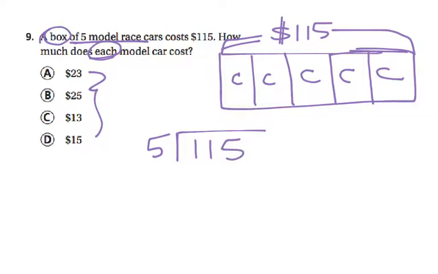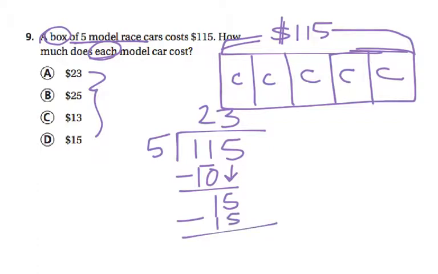5 cannot go into 1, but it can go into 11. And it goes in there 2 times, so 5 times 2 is 10. 11 minus 10 would be 1. The next step is to bring down my 5. 5 goes into 15 3 times. 3 times 5 is 15, so I subtract 15 minus 15, which is 0. So I see that each car would cost $23.